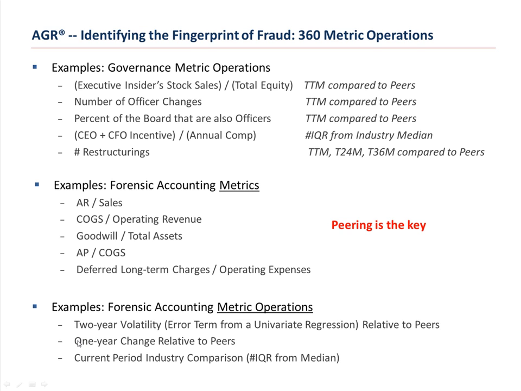Our other metric operations include a 1-year change relative to peers and a current period industry comparison, which measures the number of interquartile ranges a firm's value is from the median. Again, always relative to the peers. I've gone into some great depth in other webinars into the metric operation computations, and I direct all viewers to some of our prior webinars to hear the details. Let's move forward in our presentation.